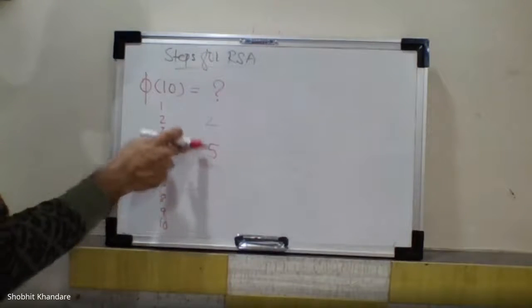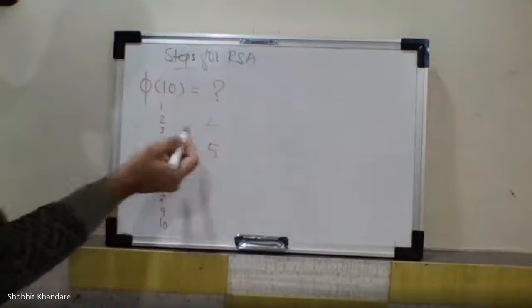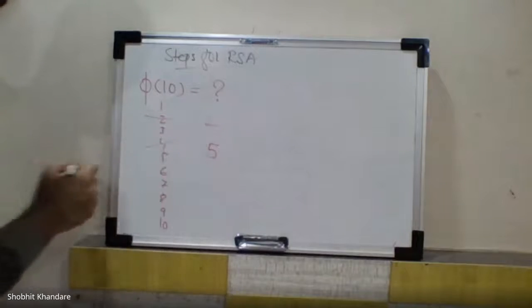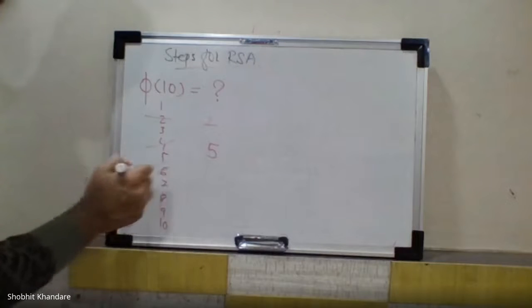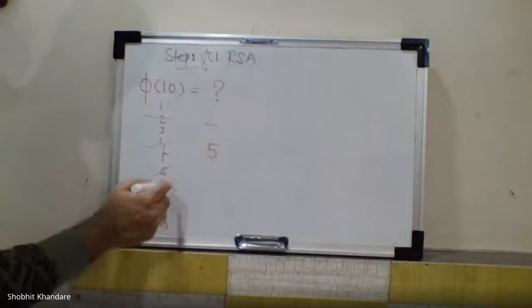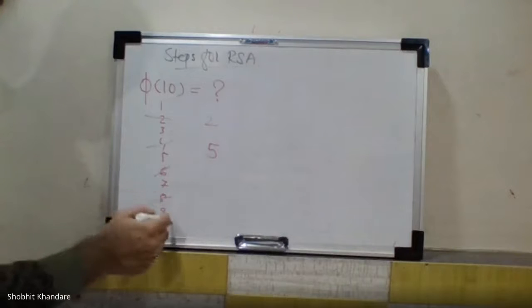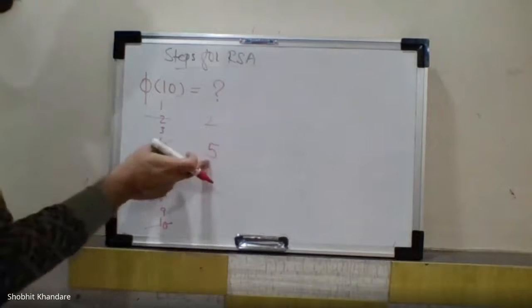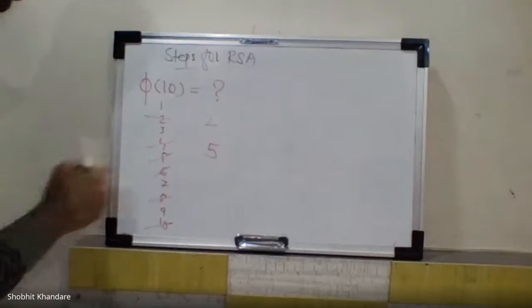Then go with the table of 2 now. 2 ones are 2, so cross this 2. 2 twos are 4, cross this 4. 2 threes are 6, cross this 6. 2 fours are 8. 2 fives are 10. Once we have done with 2, go with 5 now. 5 ones are 5. Cross this 5.